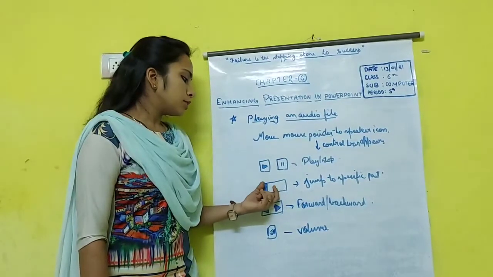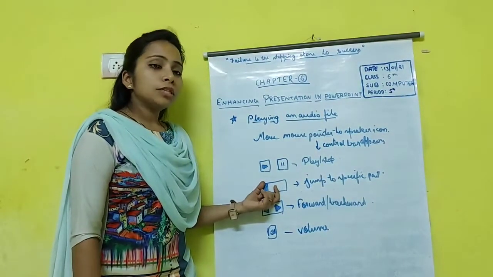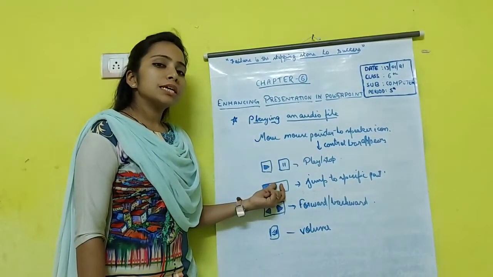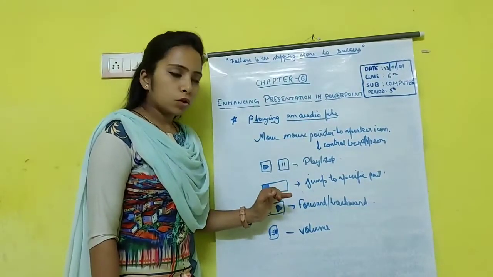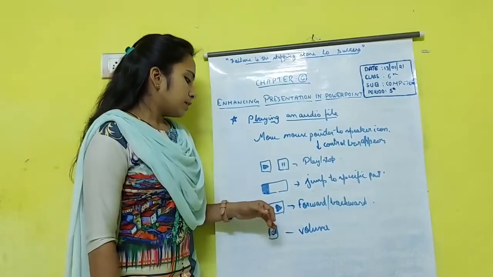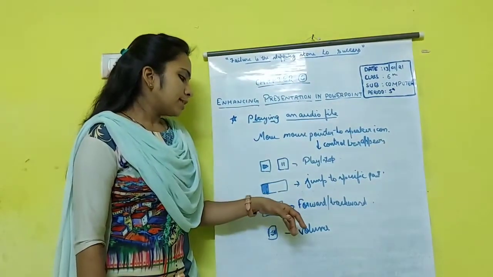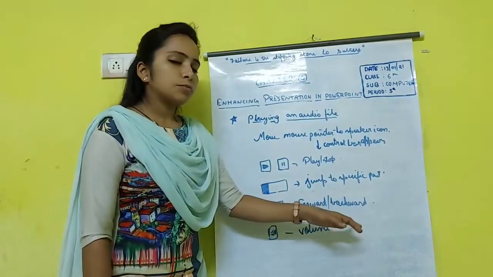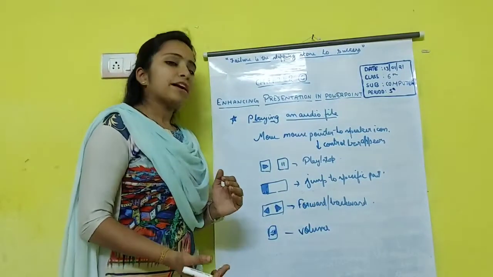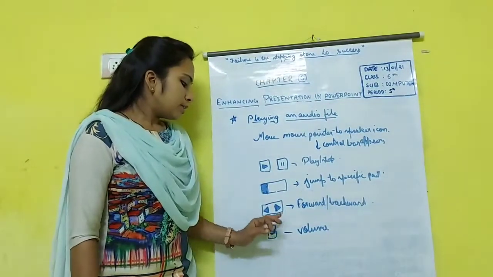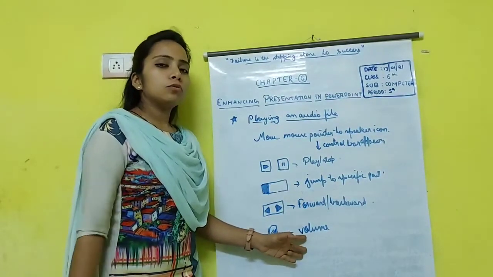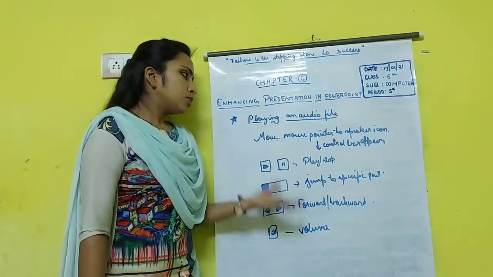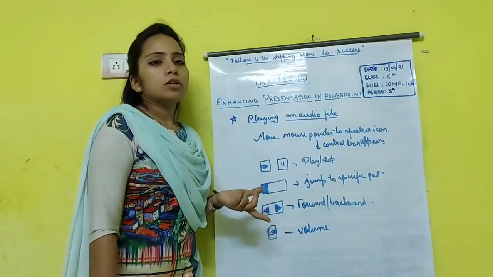Suppose you don't want to listen to the starting part and you think that somewhere in the middle there is a mistake, then you can just jump to the specific part you want. Then this one, this side arrow and that side arrow, shows the forward and backward option. You can go forward, you can go backward in the audio. Then this one will help to adjust the volume, high to low, low to high, etc. So this is how you can play your audio file.